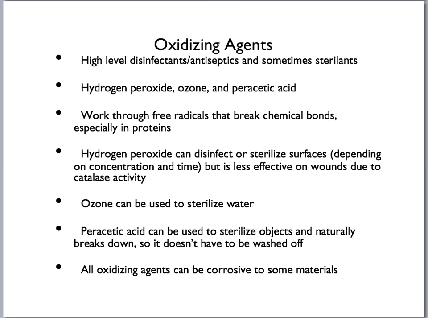Ozone is a very reactive species of oxygen, and it is used commonly as a sterilant or a disinfectant. These work through free radicals. These are unpaired electrons, usually unpaired electrons on oxygen that want to steal an electron from someplace else. And when they do so, they break a chemical bond. So they're going to kill through breaking chemical bonds in proteins and in DNA. They just tear molecules in half.